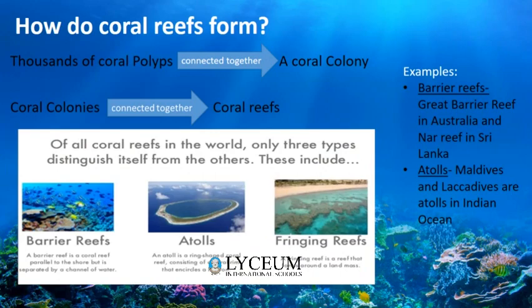Have you ever wondered how coral reefs form? It's a very interesting process. Thousands of coral polyps connected together make a coral colony. Coral colonies connected together make a coral reef. There are 3 different coral reefs in the world. Those are barrier reef, atolls, and fringing reef. Students, you can read more information and examples in this slide.